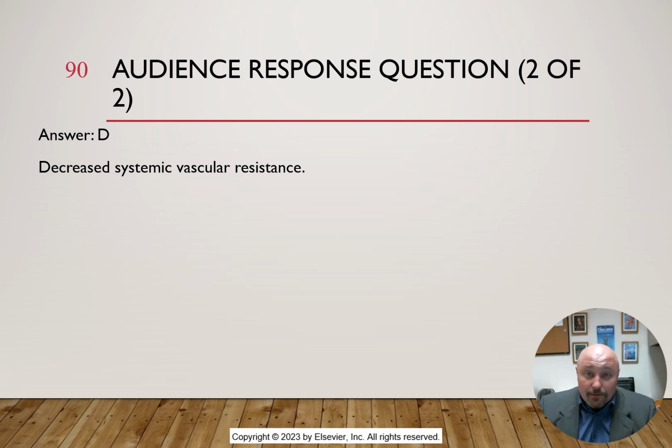Patients in septic shock will have a decreased systemic vascular resistance, decreased ejection fraction, a decreased mean arterial pressure, and a decreased central venous pressure, preload. And this is expected in hypovolemic or obstructive shock.